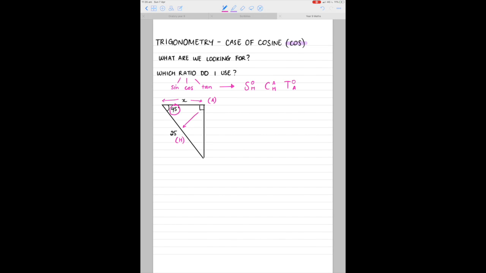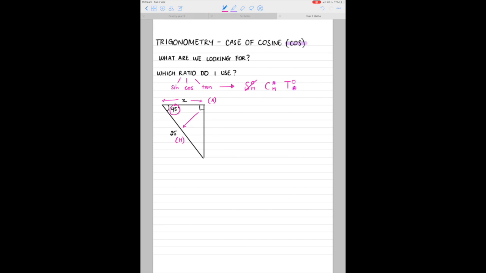So if we take a look at the acronyms again, so we've got SOH, CAH, and TOA. Let's look at the information we are looking for, which is our adjacent. So if we look at the ratio, we know that cos needs an adjacent and so does TOA, which means by process of elimination, we can cancel out SOH. So we're left with cos or tan.